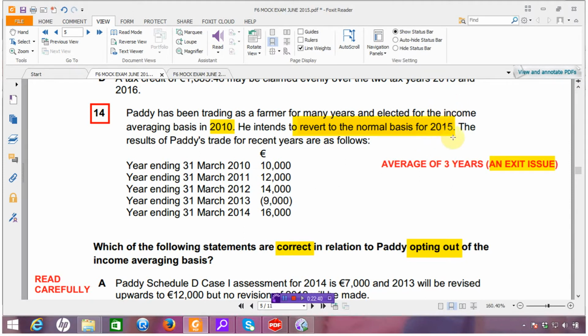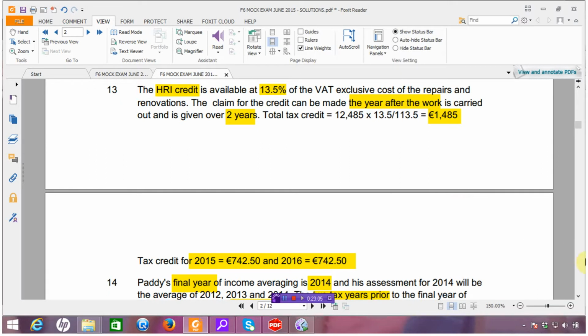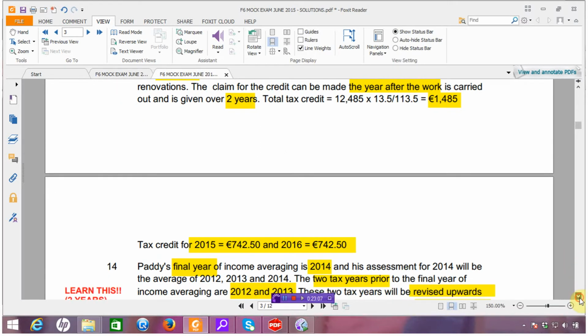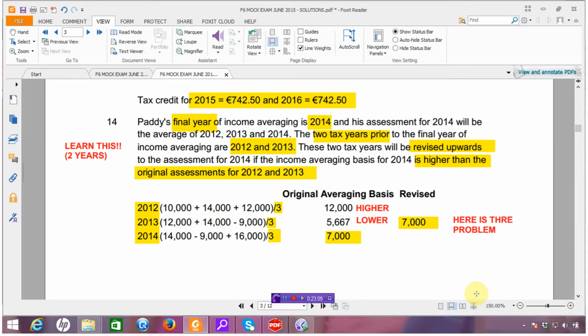He's looking to opt out really for 2015. In other words, that would be the first year that he would revert to the normal basis. Now, where we get that situation, we've got to go back to the previous 3 years, so 14, 13, and 12. Okay, so just note that. So if opting out in 2015, it's the 3 years prior to that that we need to look at. And what do we need to do? Well, we need to basically say, what was the assessment for his final year?